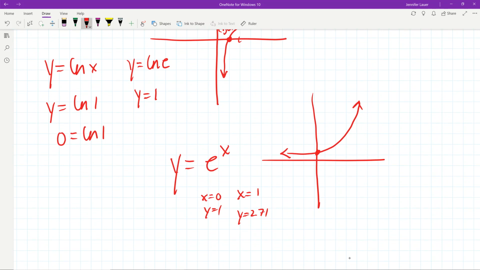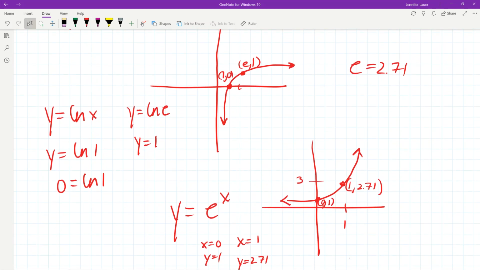So where x is 1, y is going to be like 1, 2, 3, just a little bit before 3. So let's pretend this is 1, and this would be about 3. And again, I'm just showing you this would be 1, 2.71, and this is where x is 0 and y is 1. But again, those are just two graphs I really want you to memorize the shape of, because they're going to help you in the long run.